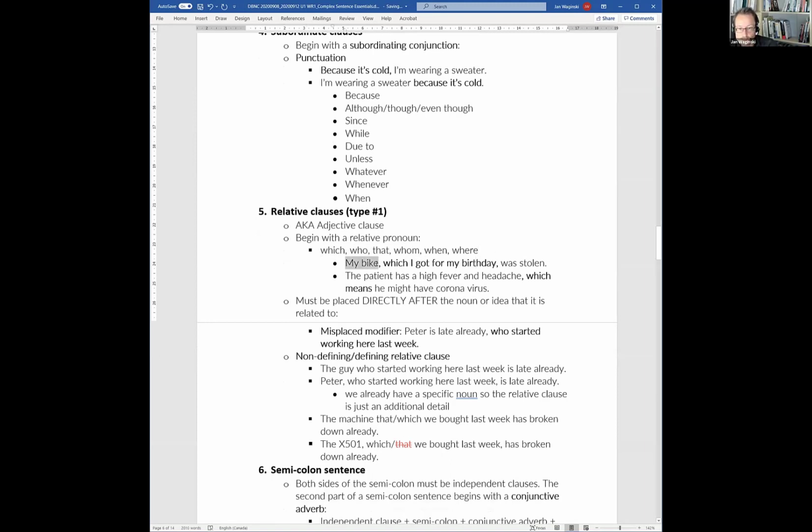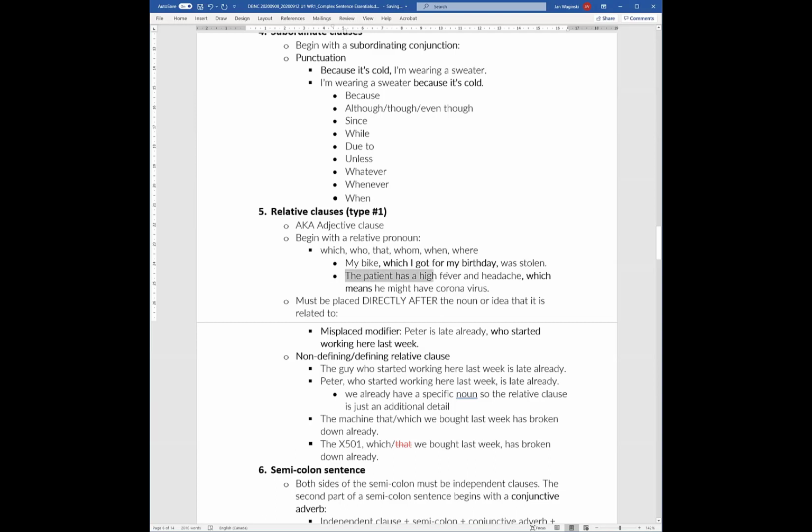My bike, which I got for my birthday, was stolen. This is the relative clause, which I got for my birthday. The relative clause needs to go directly after the idea it's related to. So this has to go after my bike. You don't want to say, my bike was stolen, which I got for my birthday. That's no good.